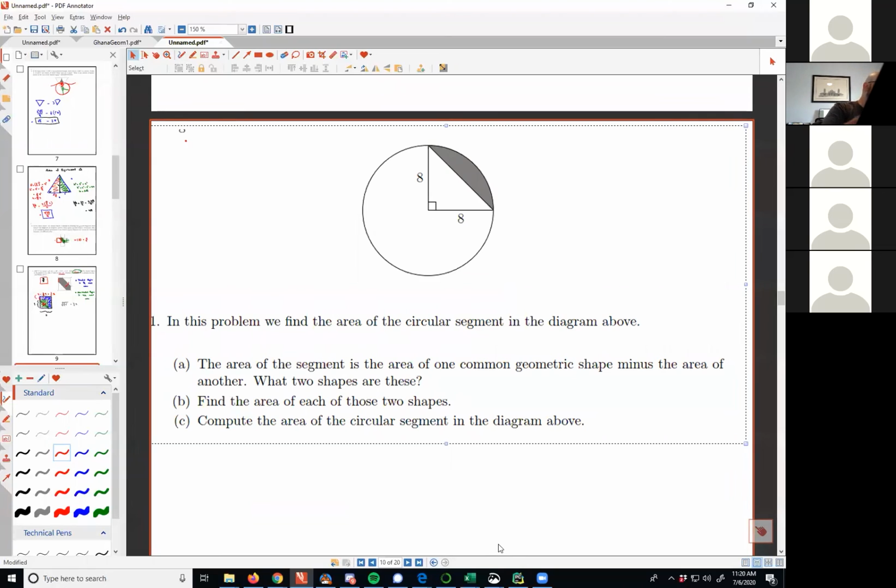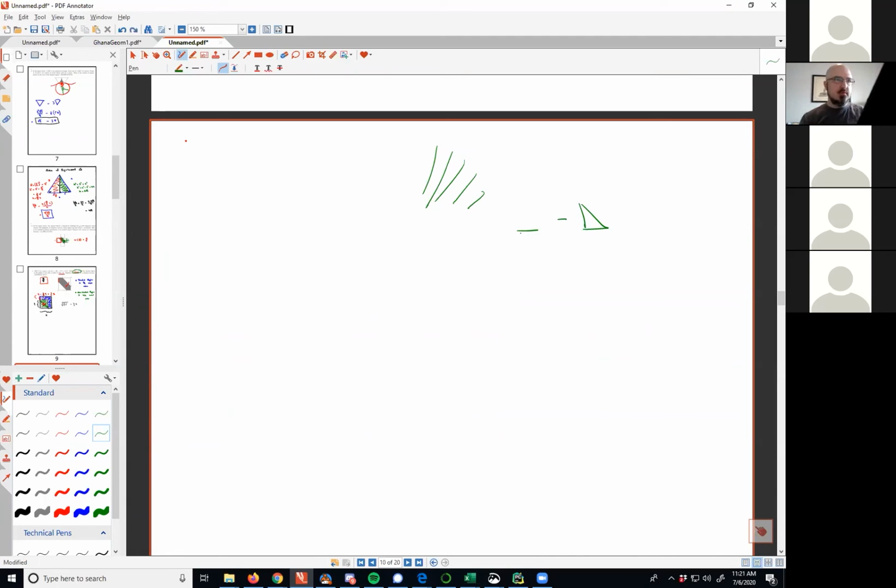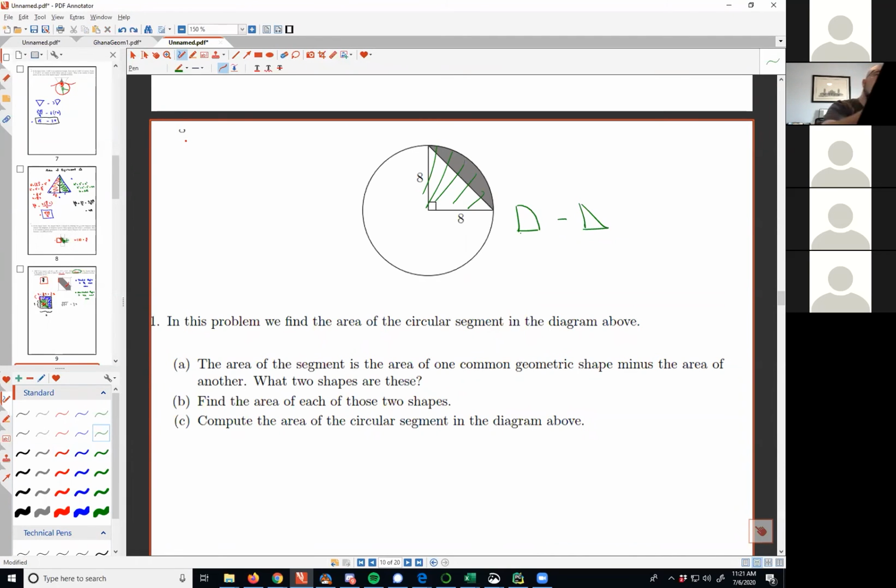Good. Now we take the area of the whole sector, and I like to write this out algebraically. That minus the triangle that we cut off. Quarter of a circle minus an isosceles right triangle. Yeah, that's better. Okay, what's the area of the quarter circle?